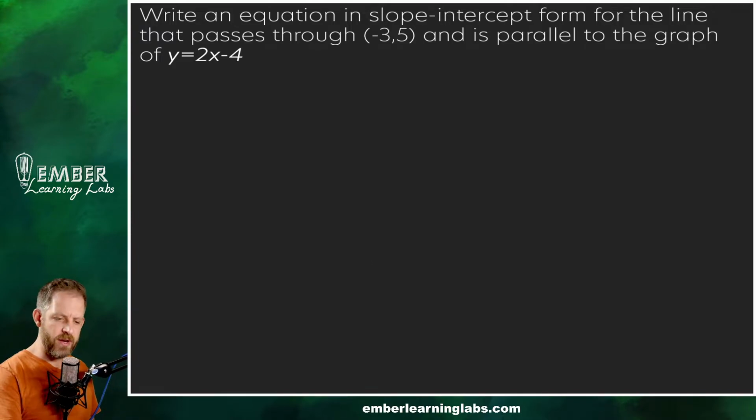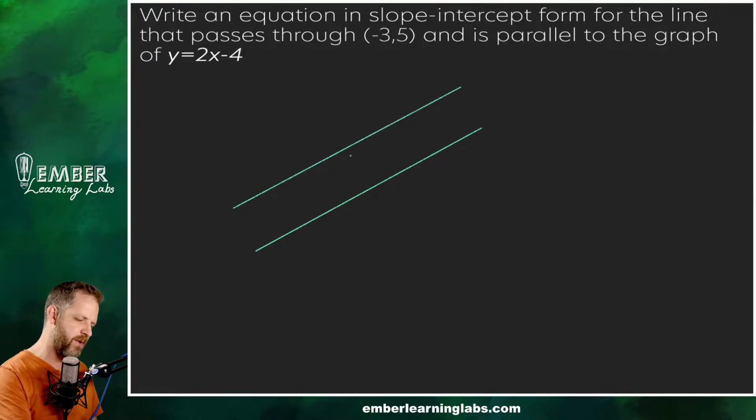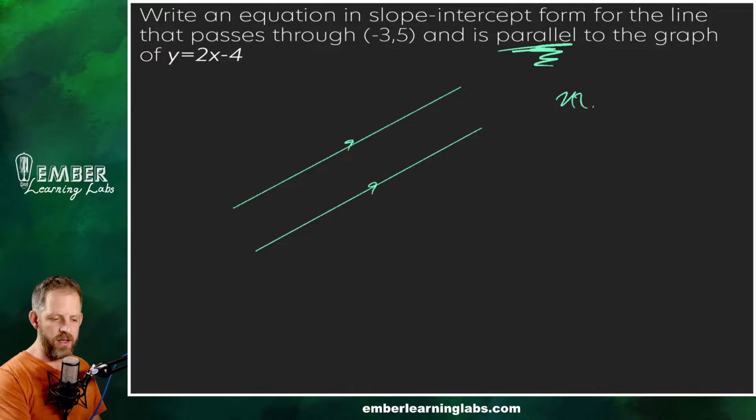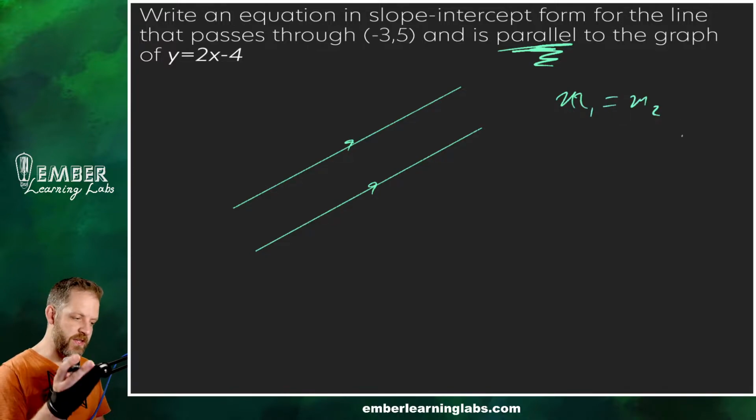So what we need to understand here, first of all, for parallel lines, is that if we have two lines that are parallel, then they have the same slope. So for parallel lines, m1 equals m2. All right, so the slopes are the same.